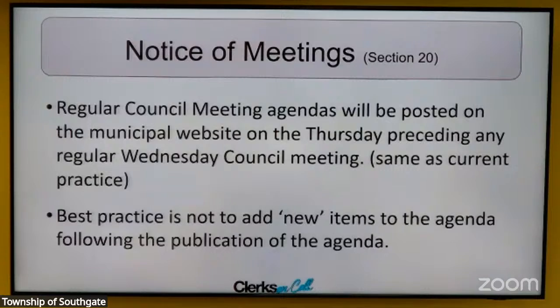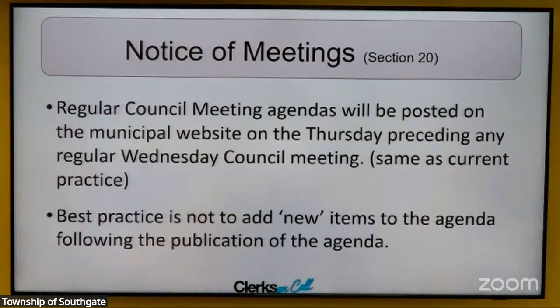The next section that I want to mention is with respect to notice of meetings. Notice requirements for regular council and committee meetings are a key part of public engagement and facilitate local government openness, transparency, and accountability. You're going to hear us use those words lots today.